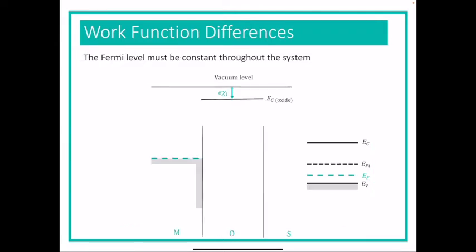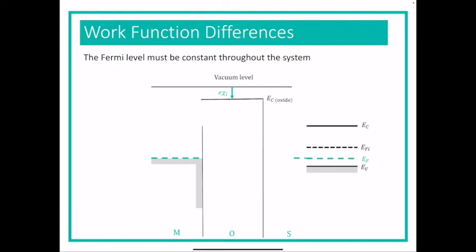So it gets brought together, and what's going to happen is the Fermi level is going to have to be constant throughout the system. So something's going to have to move, and that's going to be the semiconductor, so that the Fermi level can be constant. And also in the oxide, there's going to be a voltage drop. So there's actually going to be a drop in the conduction band between the oxide and the metal.